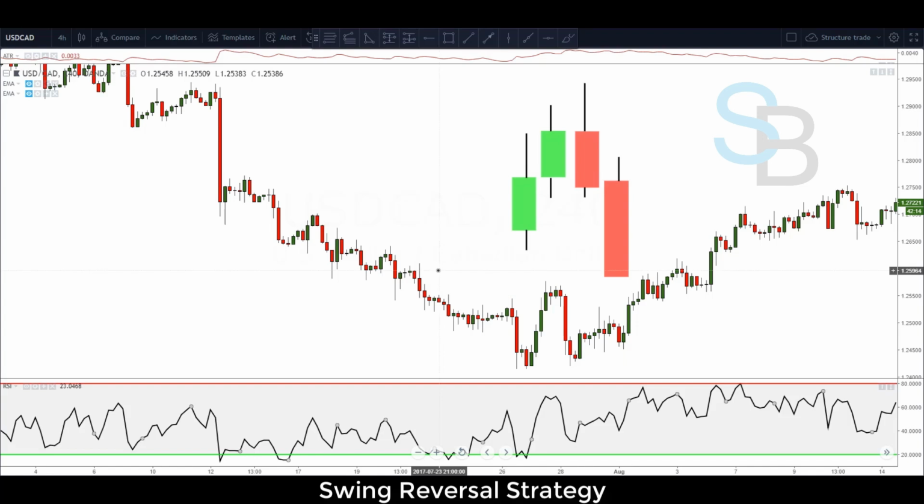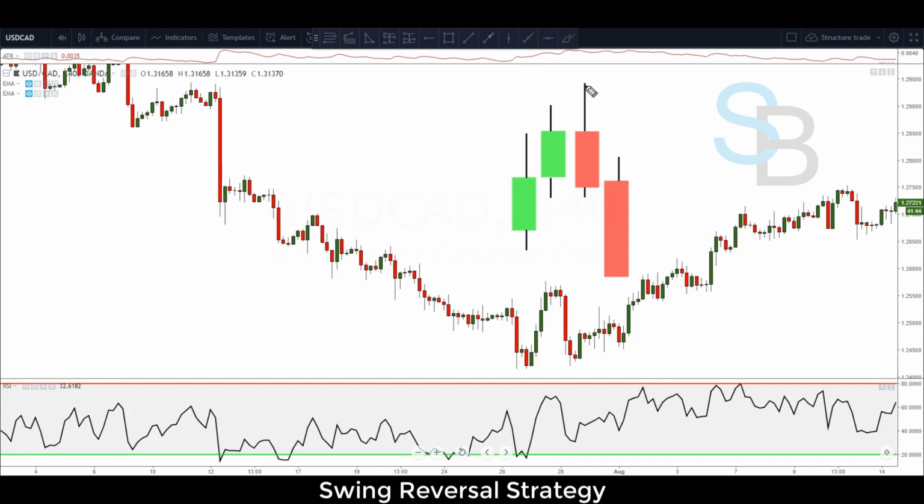The only thing that's going to change with this strategy from the strategy we just talked about, the 1-2-3 reversal, is that we're going to be using our swing high engulfing entry instead of the 1-2-3 engulfing entry. And this specific strategy is called the swing reversal strategy. And I'm sure you can guess why. We're using the swing high and swing low engulfing pattern to enter the market on these.